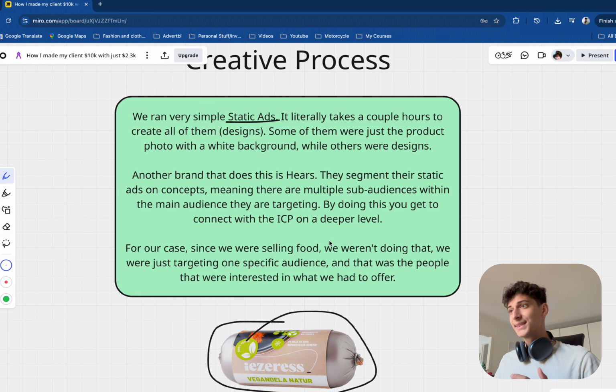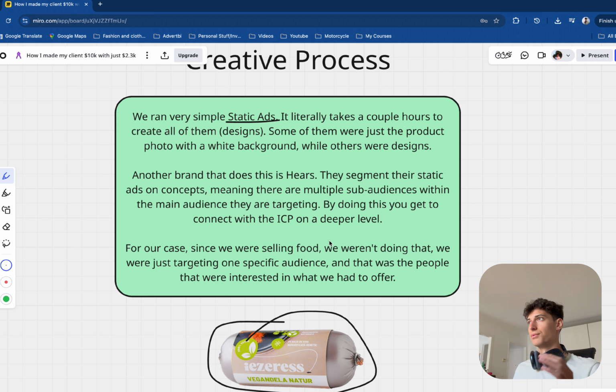So they have multiple sub audiences within their main audience, and by targeting these sub audiences, you get to connect with their ICP on a deeper level. Instead of going broad and targeting your whole ICP, you're niching it down. You're fragmenting your audience into multiple sub audiences, and you're creating ads for those sub audiences that connect better with them. So you're not just sending one message, you're sending multiple messages to connect with people on a deeper level.